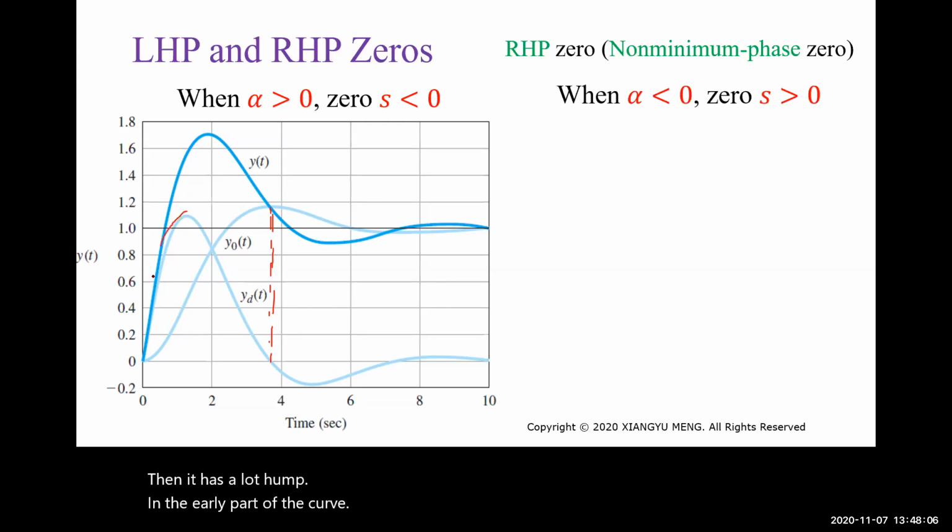By adding this to the original response, it lifts the original response and adds together to produce the overshoot.